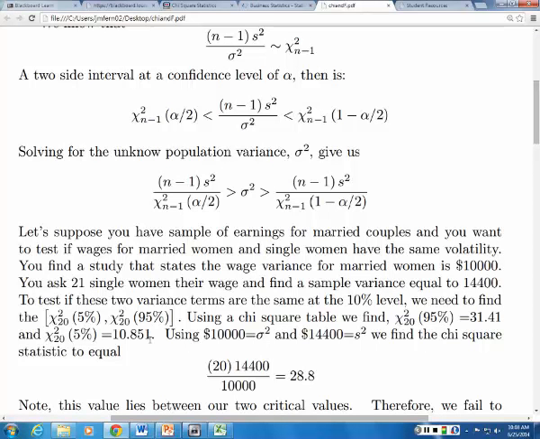Does that fall in between our critical values? Yes. So we would fail to reject the null hypothesis that they have different variances.